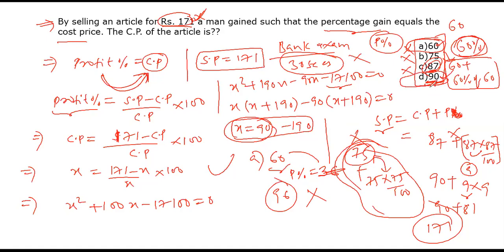Or else you can also check, if there are options like none of these. So 90% of 90 is 81. If you add profit to CP, it's nothing but SP, right? So 171 is the selling price. As this option satisfies the question, 90 is the answer.